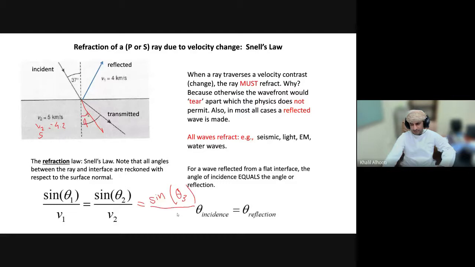And I divide it by what? V, how much? What is the value here? It is 4.2. Not 4, but 4.2. Not 5. This is 5. This is 4 because I'm trying to get the transmission angle of the S wave. So I need to know the S wave velocity. Is that clear?